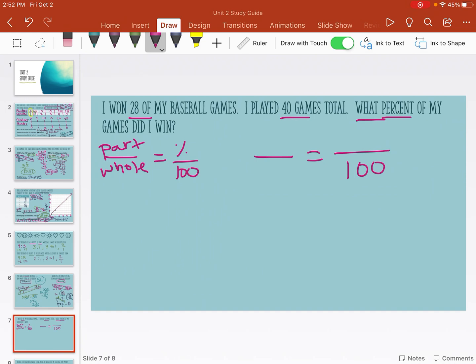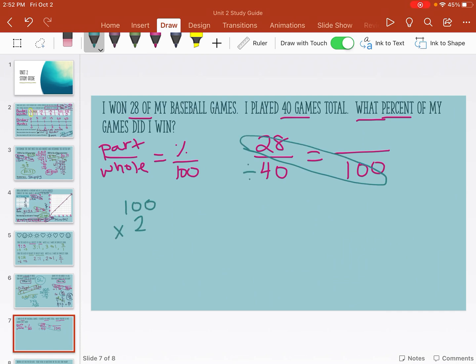So I have 28 of my games. I played total 40 games. So my part is how many I won. My total, my whole, is all of the games that I played. So I won 28 of them out of 40. And then cross multiply, divide.